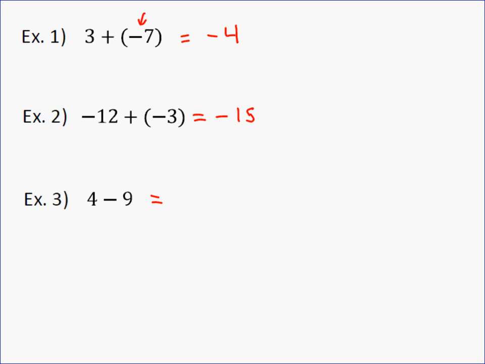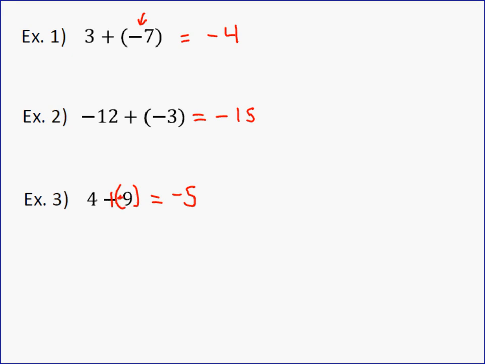Okay, this is 4 minus a positive 9. When we do 4 minus positive 9, it becomes 4 plus, and not plus 9. It's not 13. 4 minus 9 doesn't equal 13. You know that. And so you've got to change the 9 to a negative. So it becomes 4 plus a negative 9. Now we apply case 1 from our addition. 9 minus 4 is 5. The 9 is bigger, so the answer becomes negative 5.